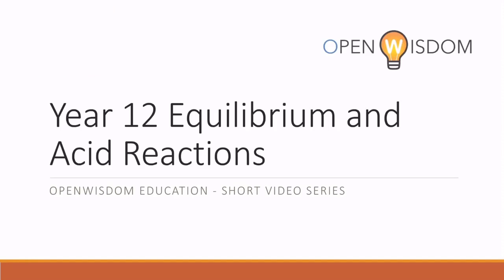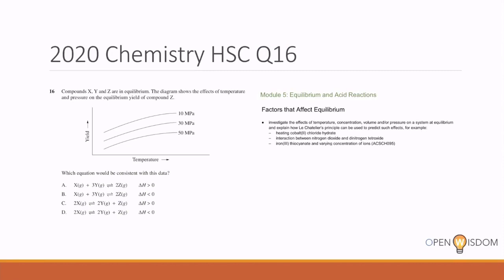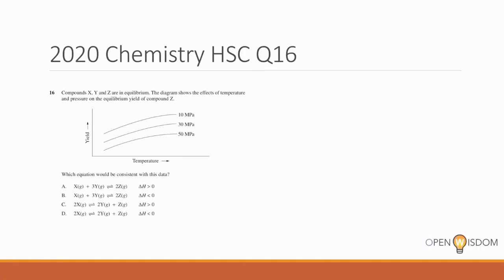So we're going to start with question 16. This question is from Module 5, which is Equilibrium and Acid Reactions, and it is taken from the dot point that you see on the right-hand side of the screen. Feel free to pause the video and have a go at the question on your own, otherwise we will get started. So let's have a read through the question first.